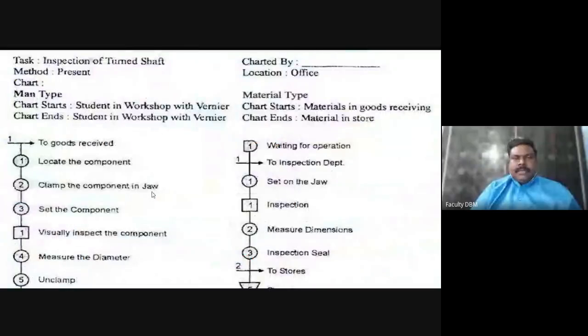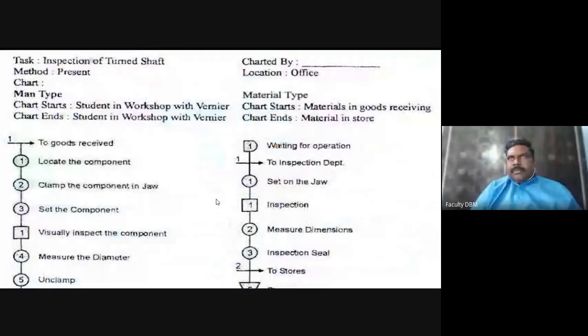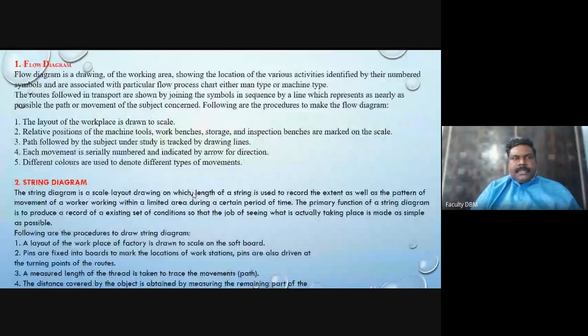For this we have used an example. This D is a delay, this arrow is transportation, this is operation, this is inspection and this is storage. So by using these symbols, we are going to show the differences in diagrams. We are going to do this. So the string diagram is over.